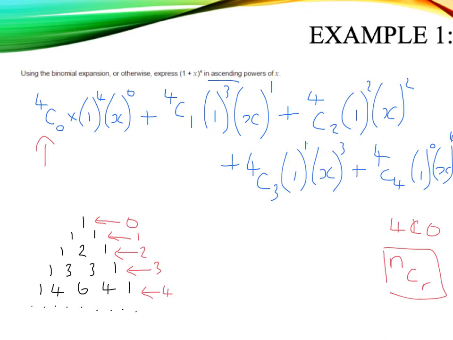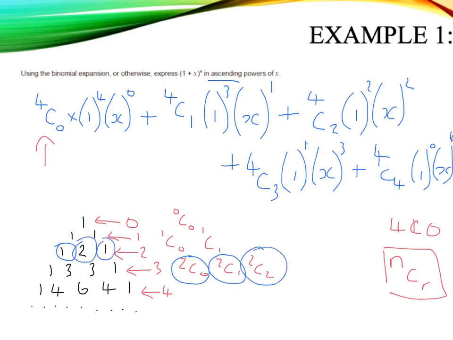So the first row is actually 0C0. The next two values along are 1C0 and 1C1. The next values along are 2C0, 2C1, 2C2. So this value relates to this one in the second row, this value relates to this one on the second row, and this relates to this value on the second row.